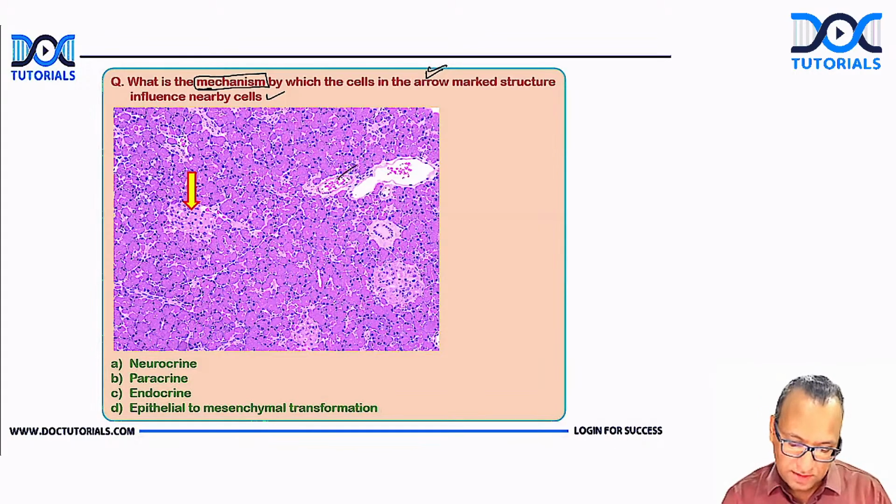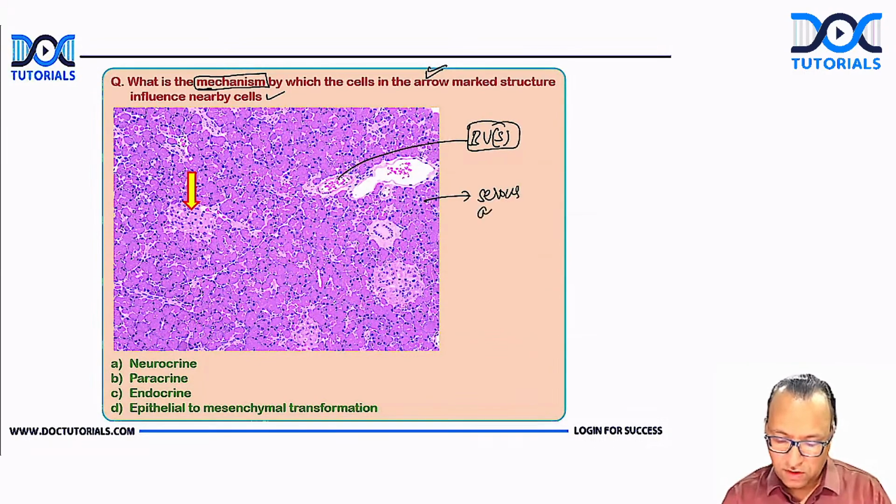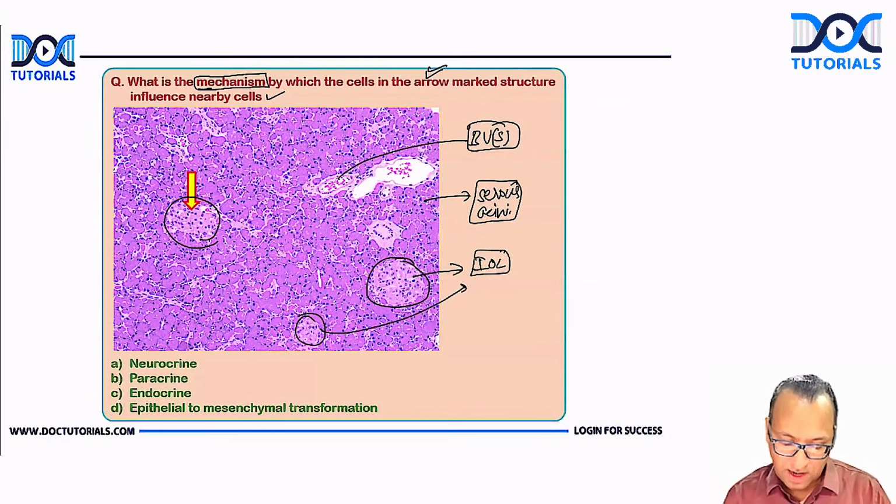I can see that there is a blood vessel here. I can see these are serous acini. And what I can see is bunch of cells. So what do you think this is? This is an islet of Langerhans, and these islets of Langerhans and these acini belong to the pancreas. So we are looking at a slide of pancreas.